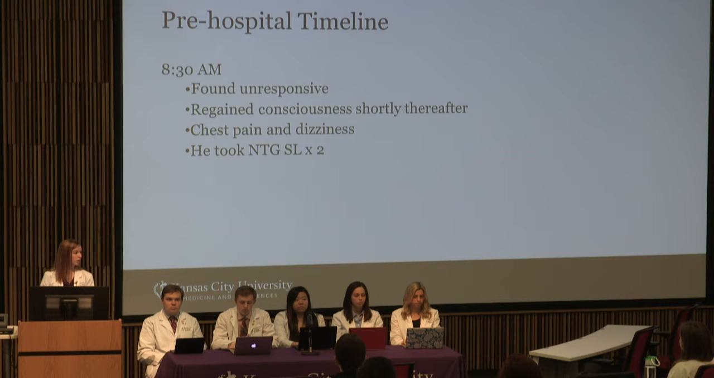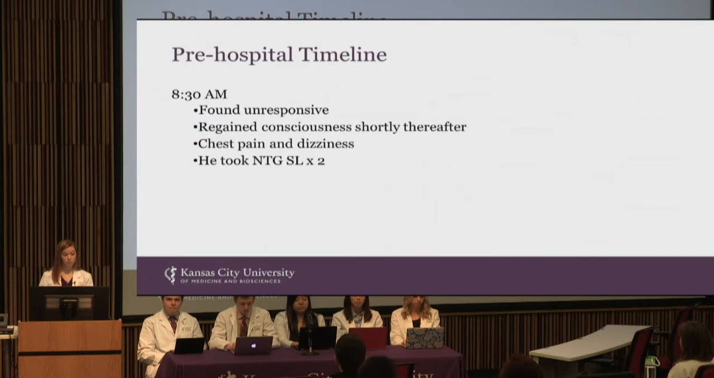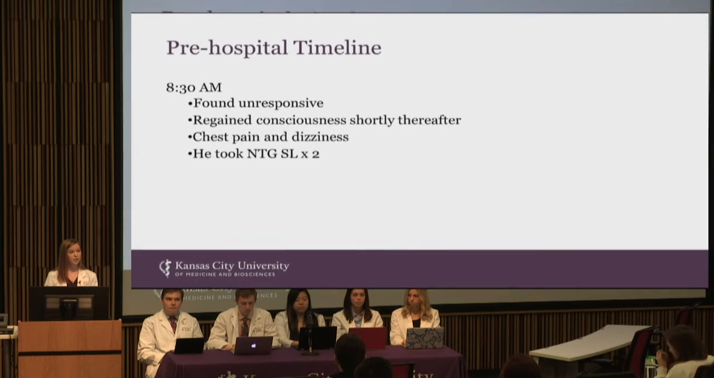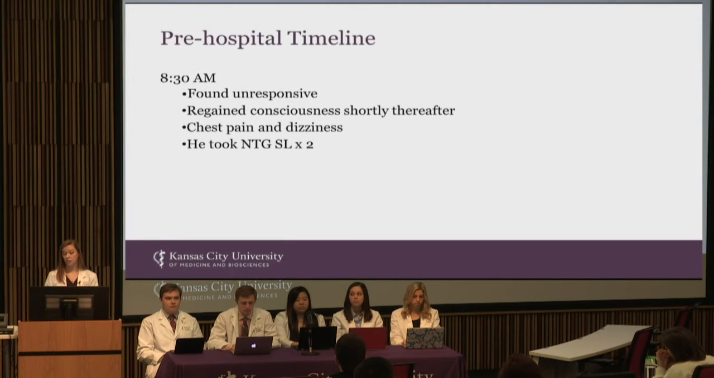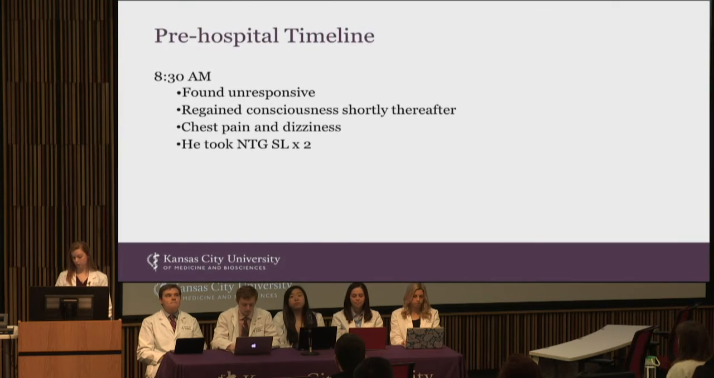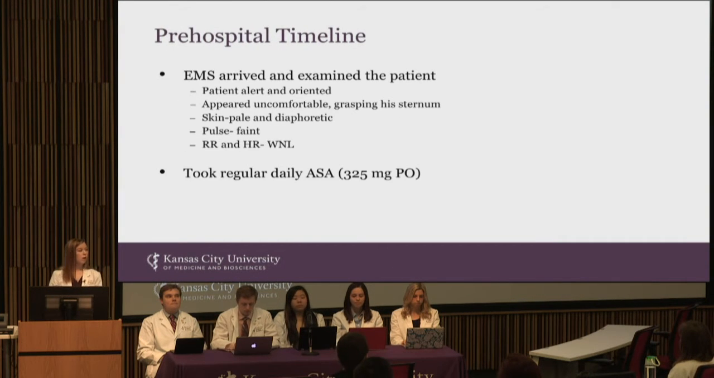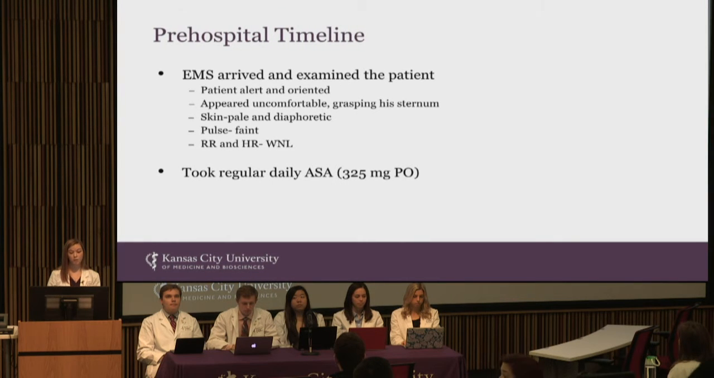The morning of admission, the patient was found to be in his regular health. At 8:30 a.m., he was found unresponsive in his home and EMS was called. He quickly regained consciousness and began complaining of chest pain and dizziness. He took 2 nitroglycerin sublingually. Upon EMS arrival, the patient was alert and oriented, although he did appear uncomfortable and was grasping his chest. He had a faint pulse, heart and respiratory rate were normal. He admitted to taking regular daily aspirin that morning.